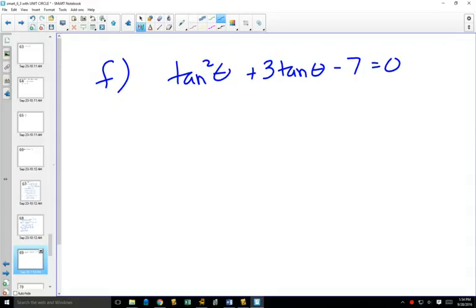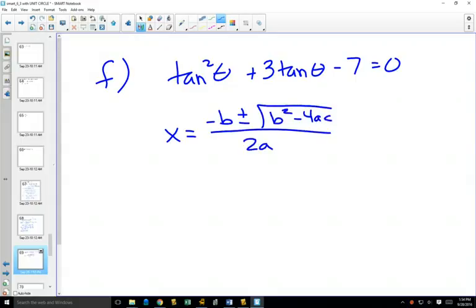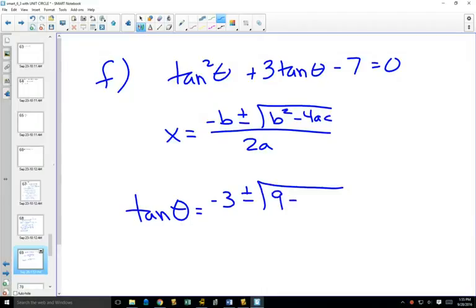Now, on your formula sheet, you have your quadratic formula. And this solves for x, but we don't have an x in here. What would we be solving for? We'd be solving for tan. So we could write that tan of theta is equal to -3 plus or minus the square root of 3 squared, which is 9, minus 4ac, which will end up being plus 28, over 2 times a, which will be over 2. So we're for sure going to need our calculator here. We're going to get 2 answers for tan theta.